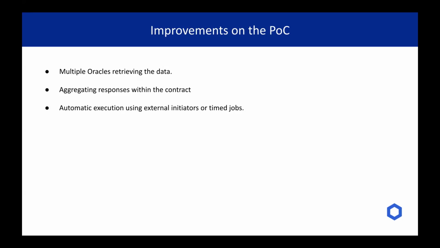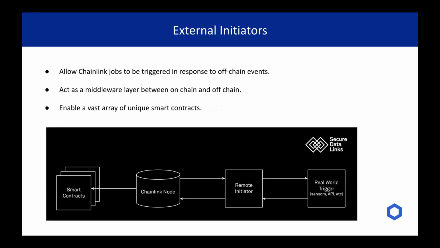I'll briefly touch on external initiators because they open up a lot of functionality that can build some pretty unique smart contracts. An external initiator is basically a piece of middleware that you can build on top of the Chainlink network. It acts as a layer between on-chain and off-chain, monitoring real-world data. This could be polling an API and waiting for the price to hit a certain point, or even just watching a world clock. The external initiator then acts on this data to trigger a job with the Chainlink node.